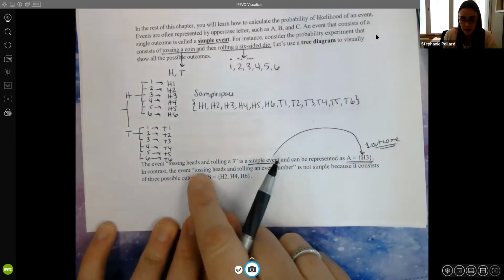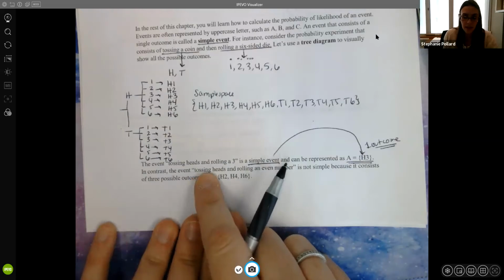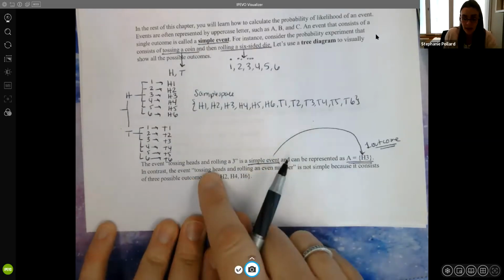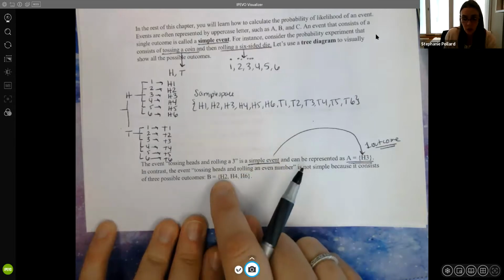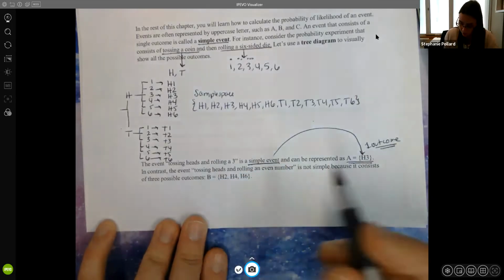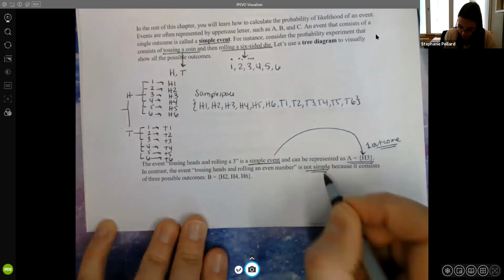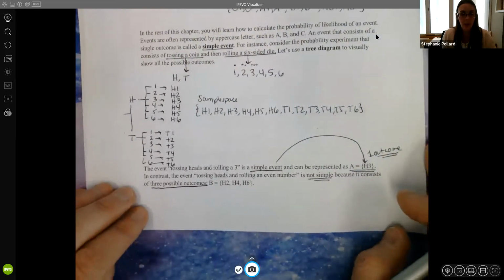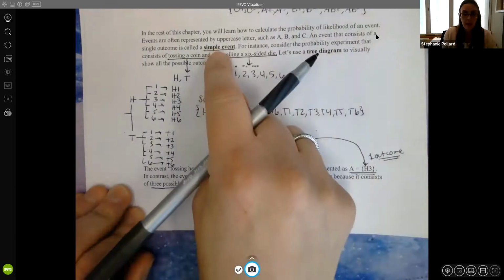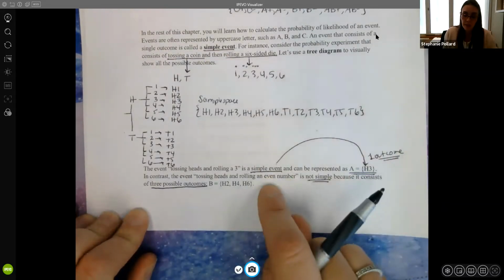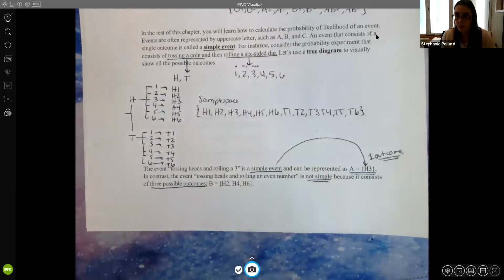Let's look at a different event. Let's say your event is tossing a head and rolling an even number. Well, tossing a head and rolling an even number could be H2, H4, or H6. There's 3 possibilities there. So because there are 3 possible outcomes, this is not simple. Okay, so if something is a simple event, it only has one outcome. If something is not simple, it can have more than one outcome.